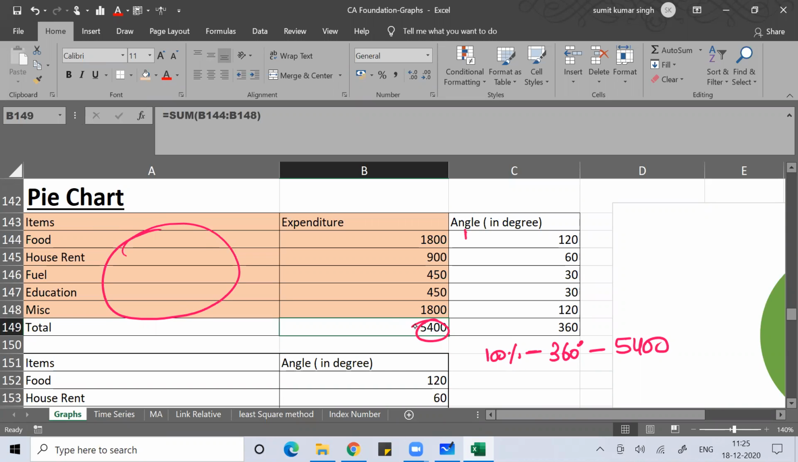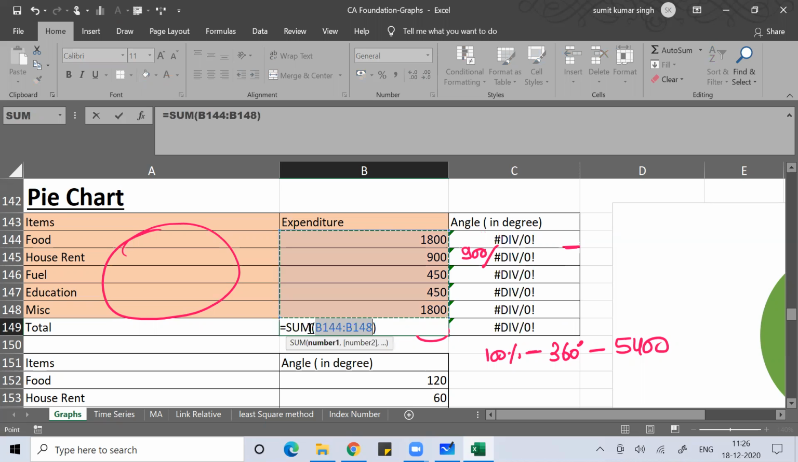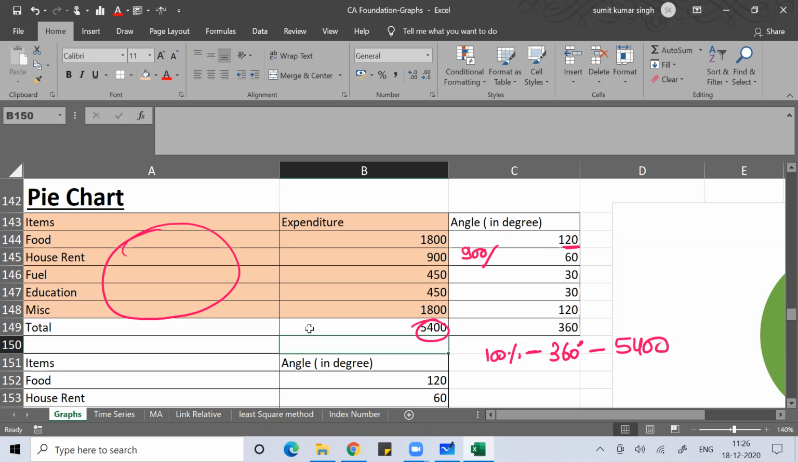The angle for the first would be 1800 divided by 5400 into 360 degrees, so you will get 120 degrees. For the second one, you do the same thing: 900 divided by 5400 into 360 degrees, so you get 60 degrees. Similarly, you can do all the calculations and find the angles.